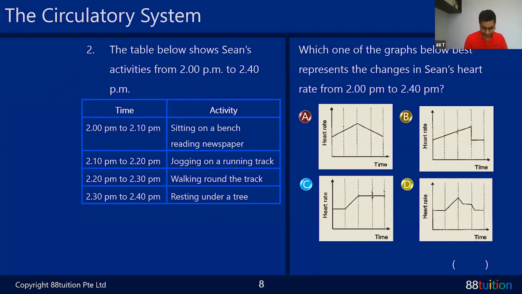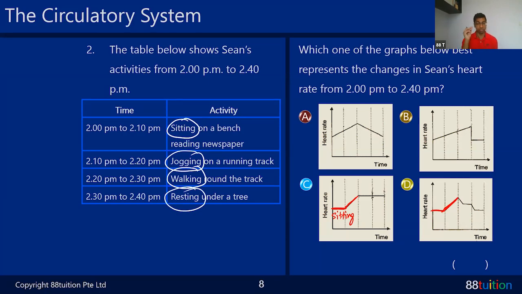This one, I drew the graph already. So from 2 to 2:10, the friend is sitting, then he's jogging, then he's walking, then he's resting. So he's sitting down, he should be having a resting heart rate. Ta-da, this and this. It shouldn't be shooting up at all because he's just sitting. So C and D is most likely the answer. A and B is out because his heart is already racing at the start when he hasn't even exercised. Now at 2:10 he starts to exercise, so it should race up. So looks like B, C and D still are correct because they are the same.